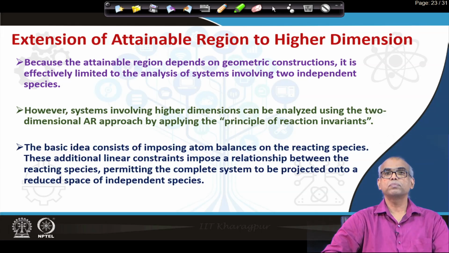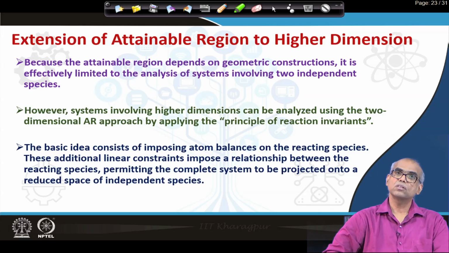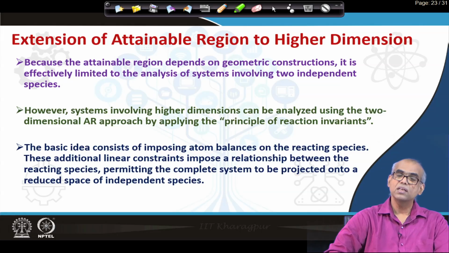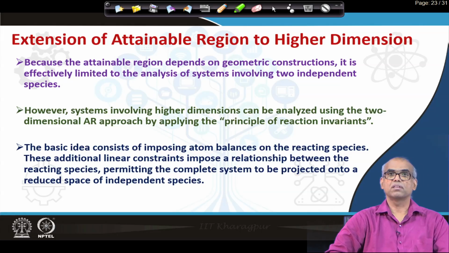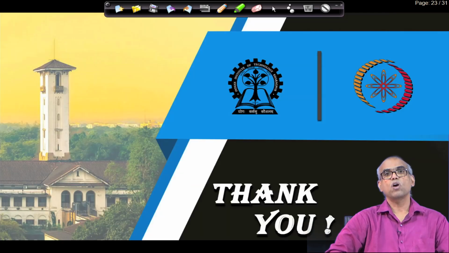So, the purpose of telling this is just to tell you that it is also applicable to higher dimensions. The attainable region is a geometric construction, so it is best analyzed in two dimensions, but it is possible to extend it to higher dimensions using the principle of reaction invariance. With this, we stop our discussions.